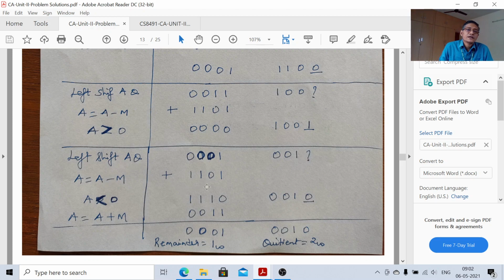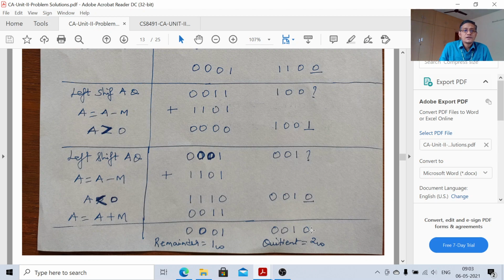So A equal to A minus M we perform, then it becomes again MSB is 1. So A is less than 0. Because A is less than 0, we are going to assign Q naught to 0. Again we need to restore the corresponding A register. So if you perform A equal to A plus M, this becomes 0001 and your quotient is 0010.